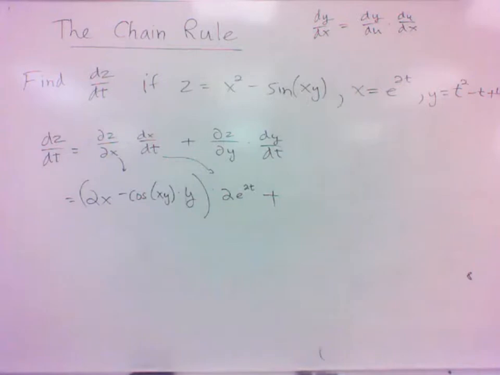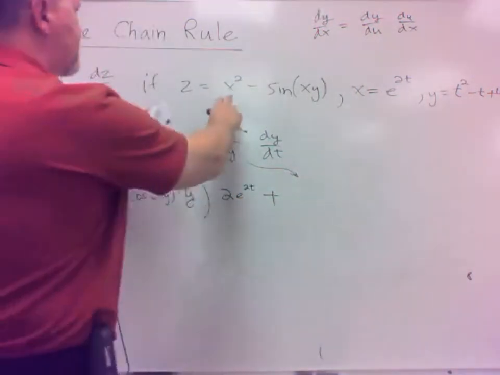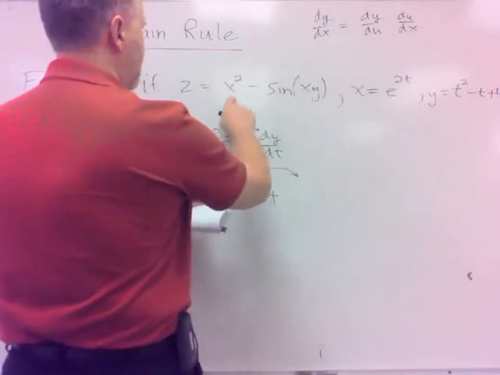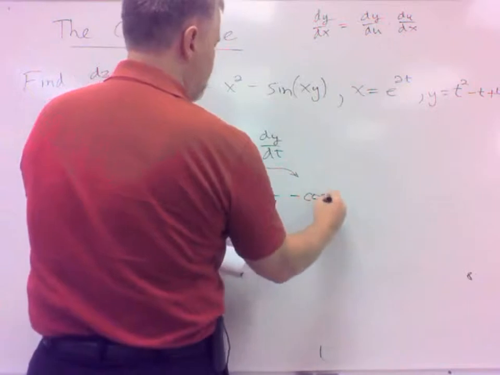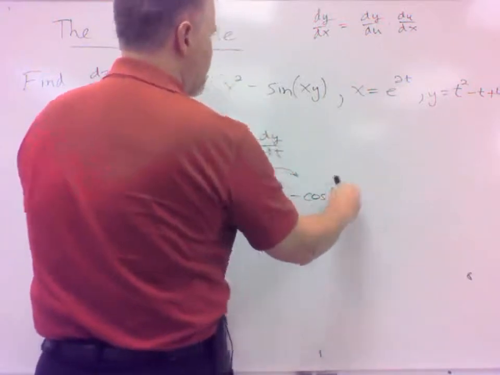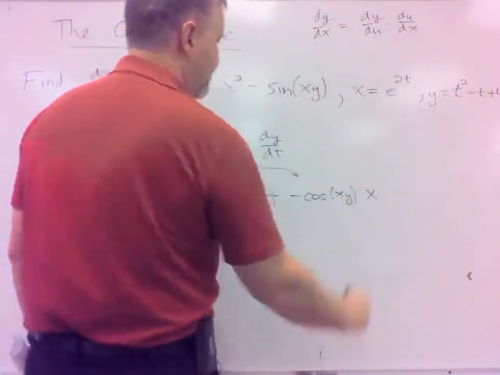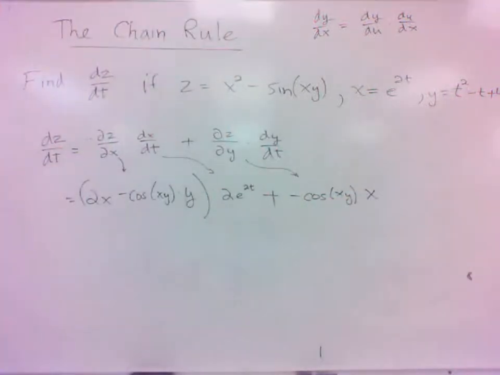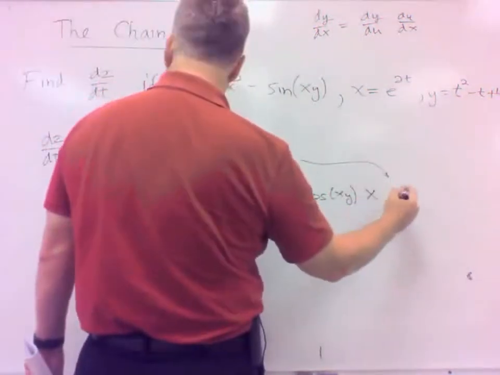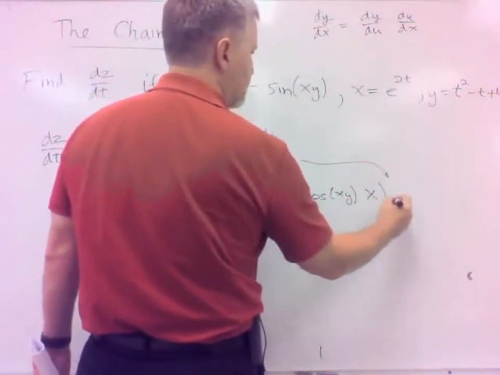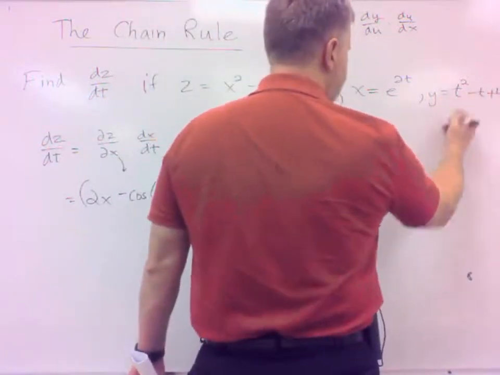That's the first part. The partial of z with respect to y. Okay, so we're back to z here, but we're doing the partial of z with respect to y, so that'd be 0. The x is constant. So it'd be negative cosine of xy again, but then the derivative of the xy with respect to y would be x. And then multiply that by dy/dt, which here, y gives dy/dt as 2t minus 1.